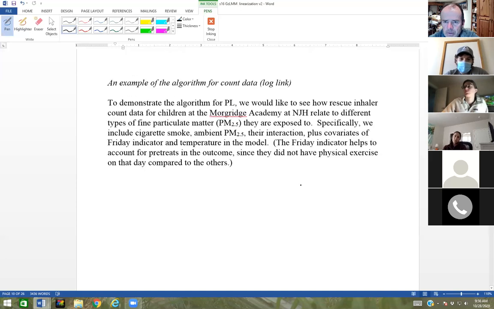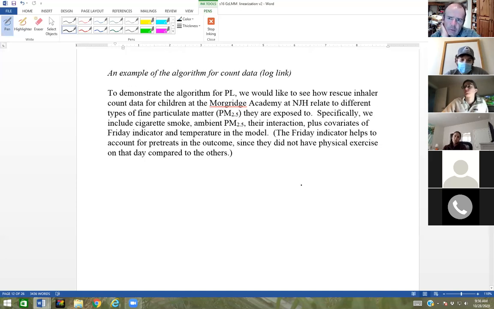So this is the example that I'm going to use here, and this is data that I presented before. We're considering albuterol use. So the kids are using a rescue inhaler, and they use it when they don't feel well. So it's a symptoms type of outcome that we're considering.